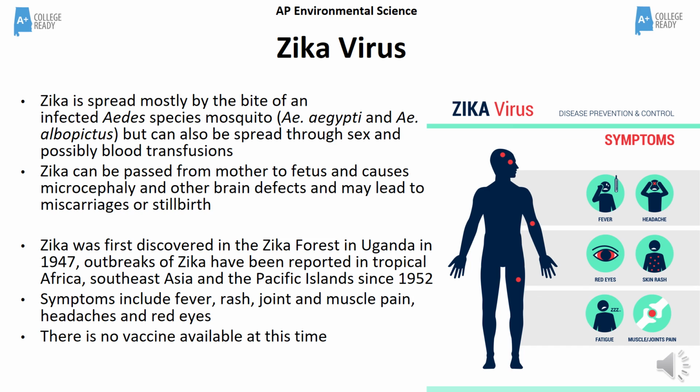Zika was first discovered in the Zika forest in Uganda in 1947. Outbreaks of Zika have been reported in tropical Africa, Southeast Asia, and Pacific Islands since 1952. Symptoms include fever, rash, joint and muscle pain, headaches, and red eyes. There is no vaccine available for it at this time.